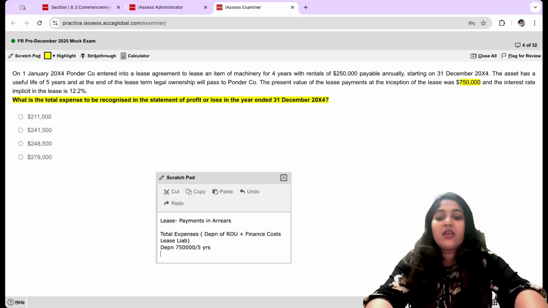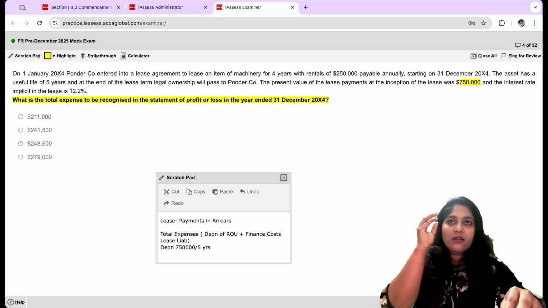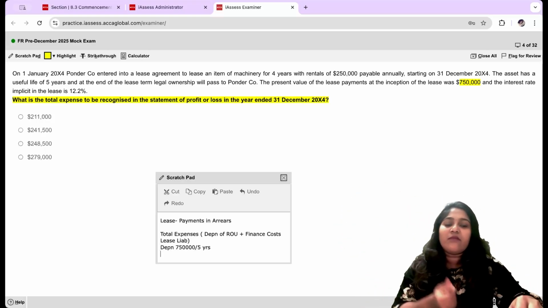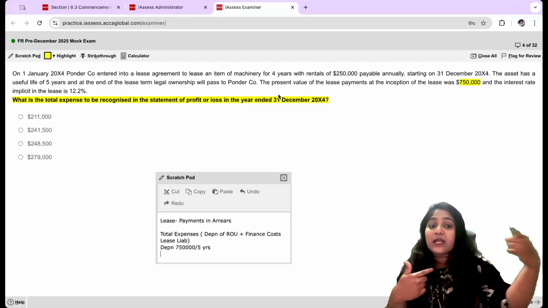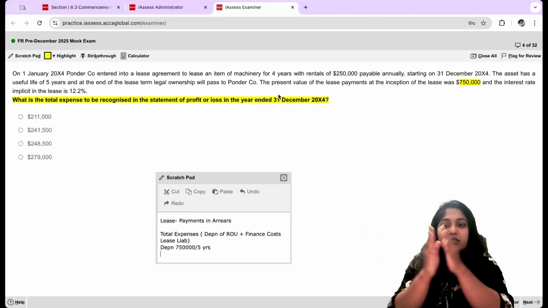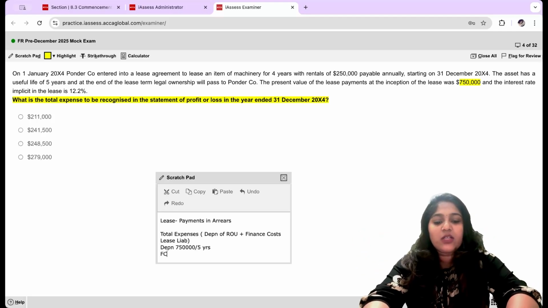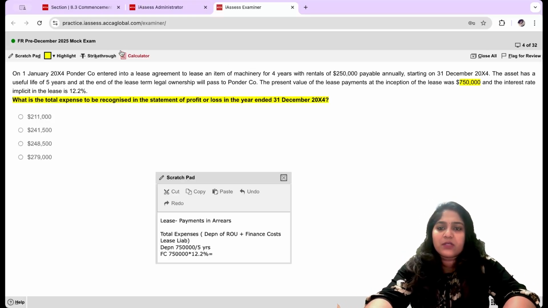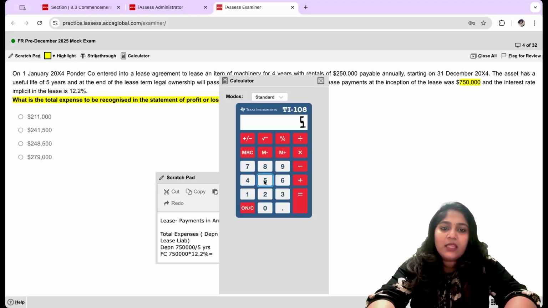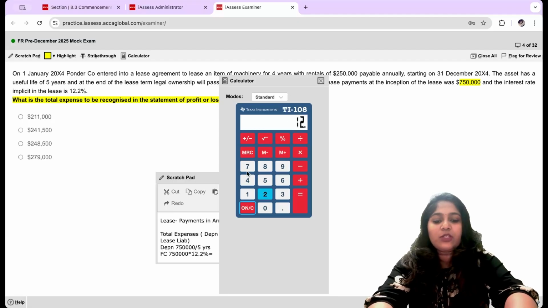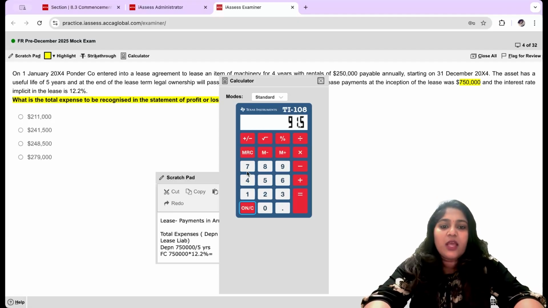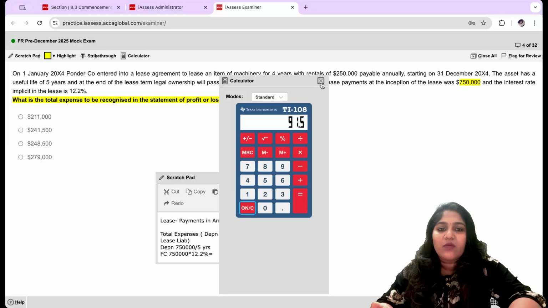And finance cost. Now, we often do not read the question properly and quickly go to the conclusion. Sometimes they will not ask for the same year ending, they might ask for the next year ending. Luckily in this question it's the same year ending. Now my finance cost will be the opening balance of the lease liability, $750,000, times 12.2 percent, approximately 91 and change, but let me just calculate. 750 multiplied by 12.2 percent is 91.5, that is 91,500.